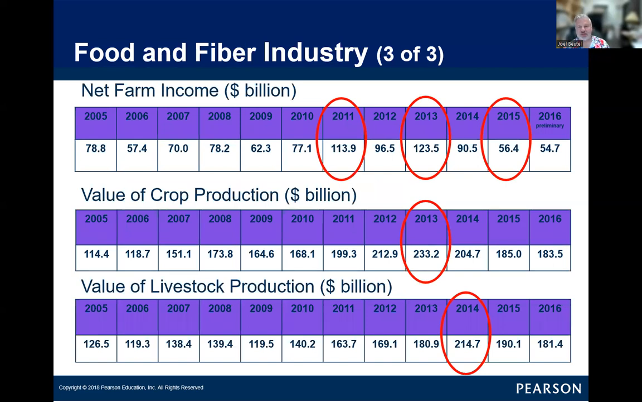So we can look at food and fiber industry, and you see all of this data runs up to 2016-ish. You can see it's 2016 preliminary. Later on, I'm going to show you through FRED some of these, the net farm income, for example. Value of crop production, we don't quite track that, but I'll show you how to find that as well.